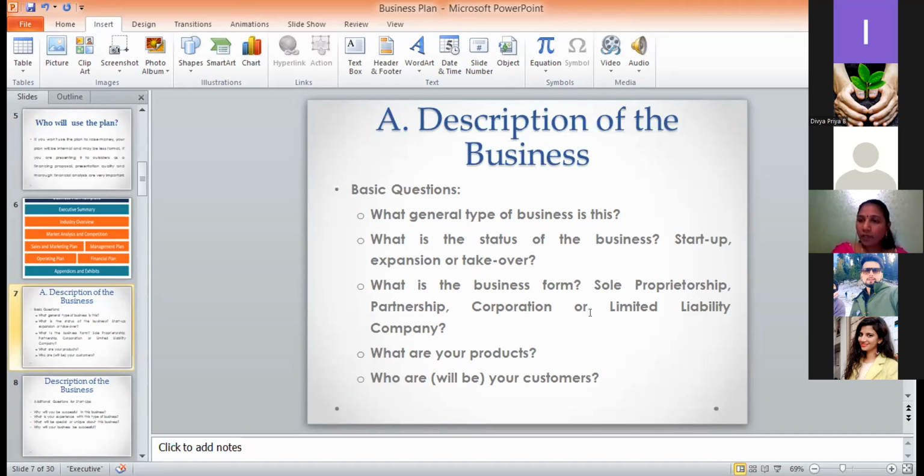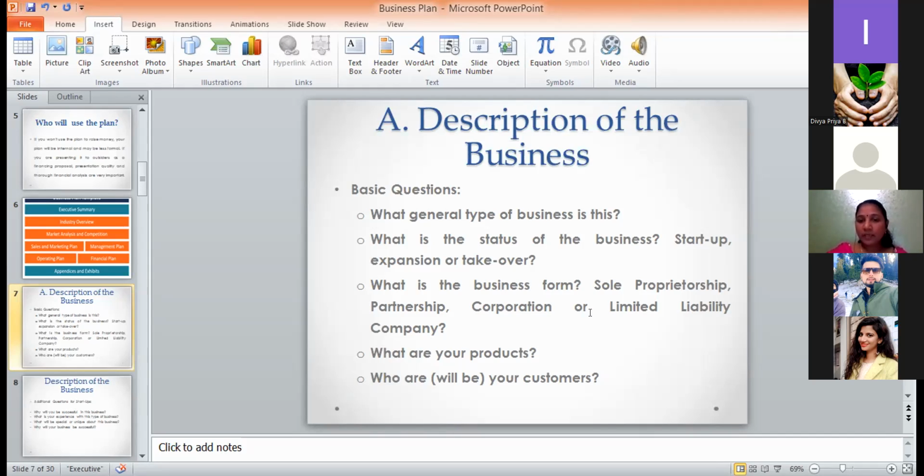And what are your products? The product you're going to sell, whether a tangible or intangible product. Tangible product is something which you can touch and feel. But intangible product, you cannot see, only you can feel the product.